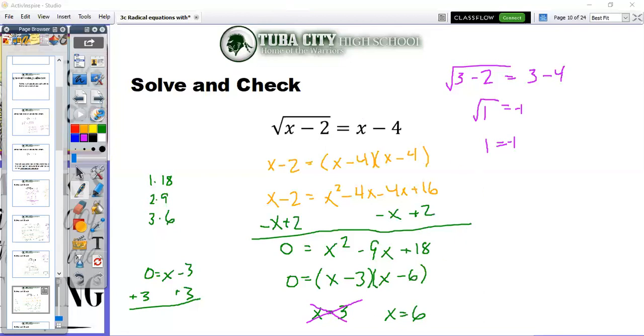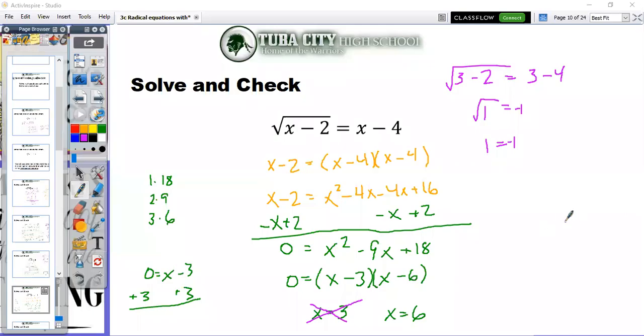Let me just check something really quick here. Make sure I'm still recording. Don't want to lose this whole video. I just didn't see the little light on.